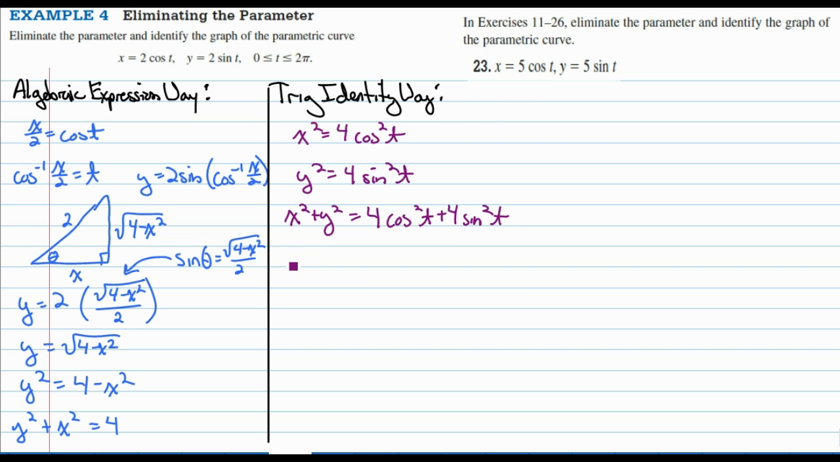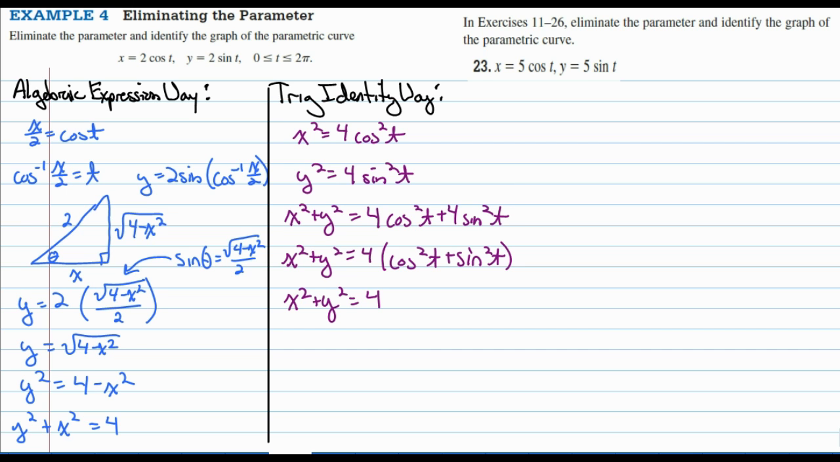If I factor out the 4 on the right side, I am left with a trig identity: cosine squared of t plus sine squared of t equals 1. So I have x squared plus y squared equals 4. Now you are welcome to use either way. If the algebraic way is the way you go, that's fine, it is a little bit more work. If you have trouble remembering trig identities, but you remember to square both parameters first and go the trig identity way, by all means go ahead.